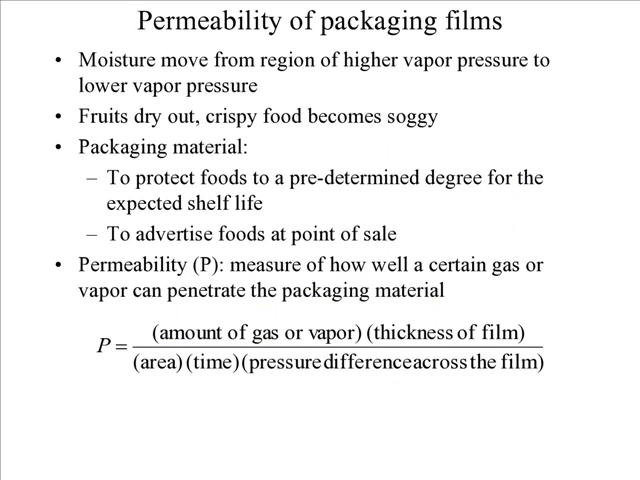A related topic when we talk about foods and moisture is the permeability of packaging films. Moisture moves from a region of higher vapor pressure to lower vapor pressure. That is to say, foods dry out and crispy foods become soggy, and so packaging material is used, one, to protect foods to a predetermined degree for the expected shelf life, and two, to advertise foods at the point of sale. However, permeability is a measure of how well a certain gas or vapor can penetrate the packaging material. This permeability, shown as P, is a function of the amount of gas or vapor, the thickness of the film, area, time, and pressure difference across that film.